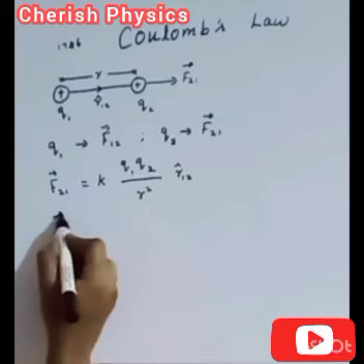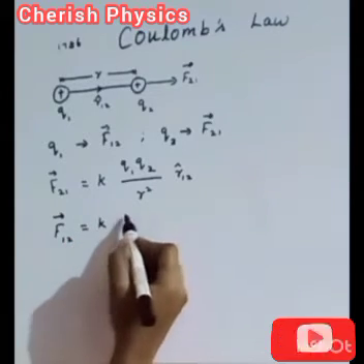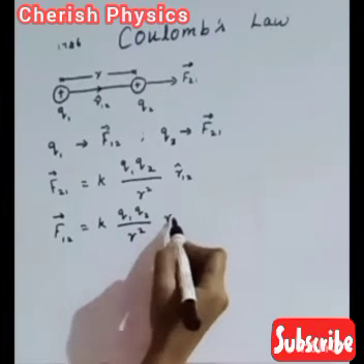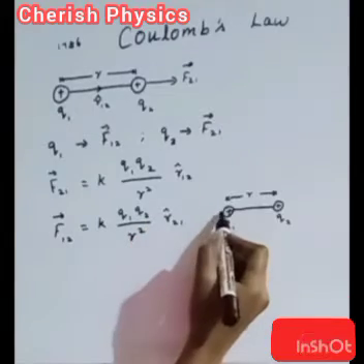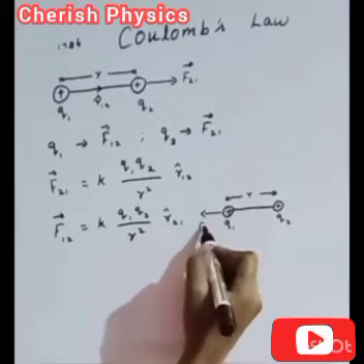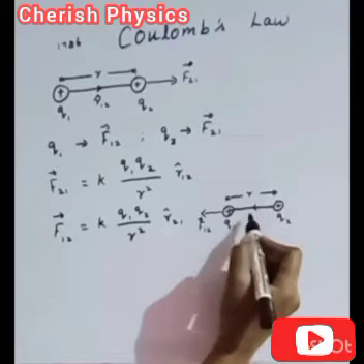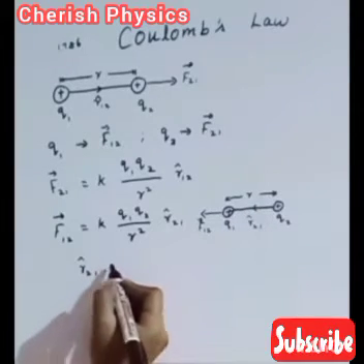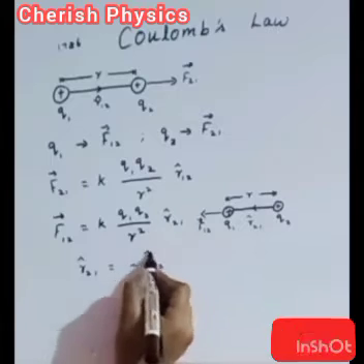Likewise, the force on Q1 exerted by Q2 is F12 equal to K into Q1 Q2 by r squared into r21 cap. Here r21 and r12 act in the opposite direction. So r21 cap is equal to minus r12 cap.